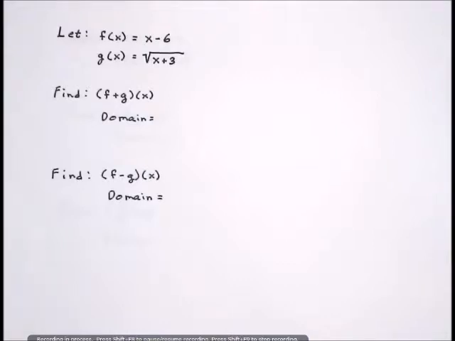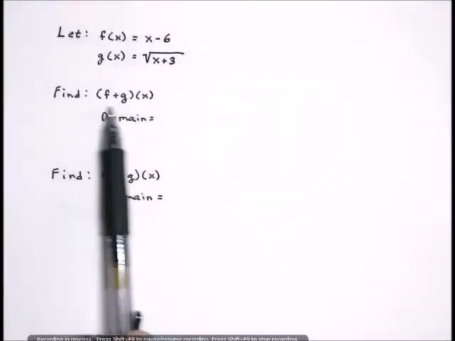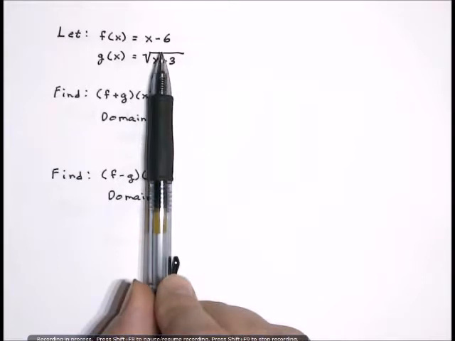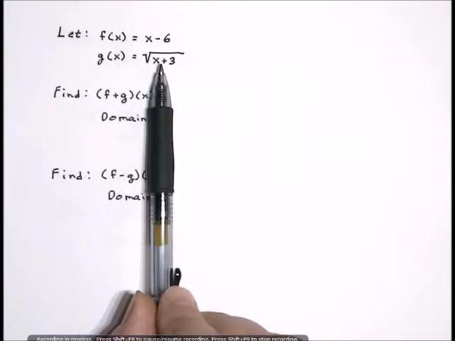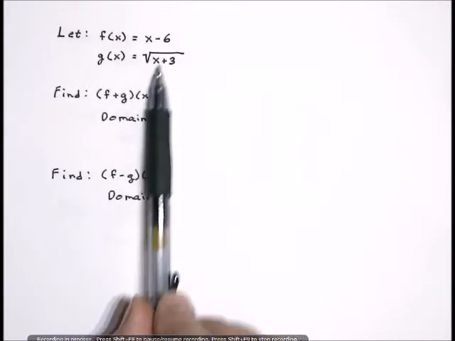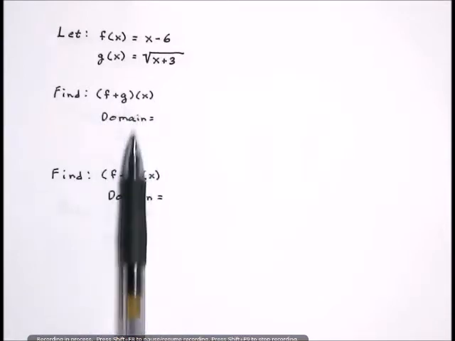And now let's move on to the same type of problems, the addition, subtraction, multiplication, and division of functions, but let's do it in general and also find the domain. So on this first one, I have f of x equals x minus 6 and g of x equals the square root of x plus 3. And I want to find f plus g of x and the domain.